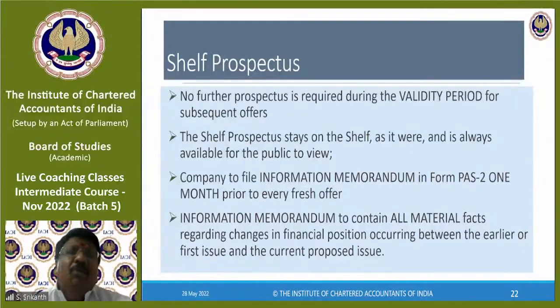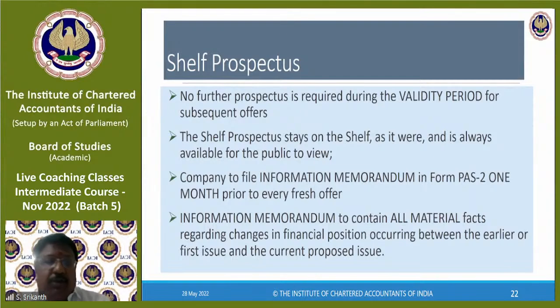That information memorandum should be filed 1 month prior to every fresh offer. Okay. The information memorandum should contain all material facts. So, once you file the information memorandum, within 1 month you have to make the fresh offer. Simple. So the validity of the information memorandum is 1 month.